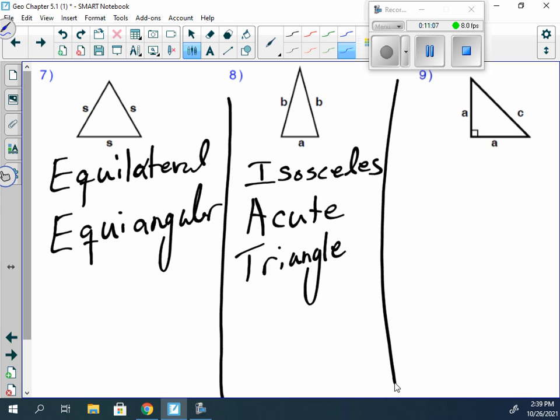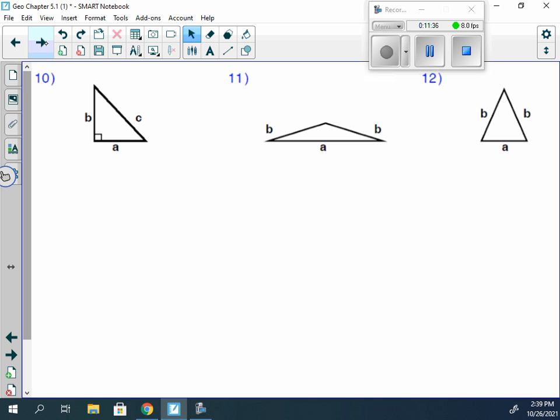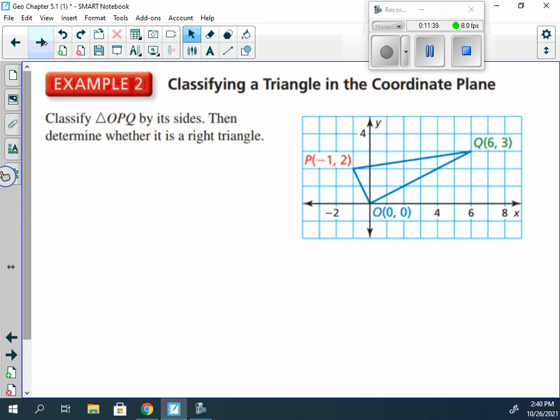And the last one. Isosceles right triangle. Any questions on any of this here? You ready for the next thing? Because I feel like y'all feel comfortable with naming them isosceles, scalene or equilateral, acute, right, obtuse, or equiangular.